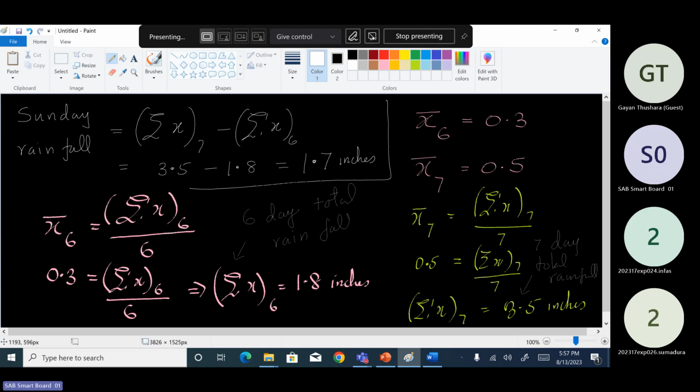So these are just to make things easy. I'm just using some notation, that's it, right? Sigma X 6 means the 6-day total rainfall. That is the 7-day total rainfall divided by 7.